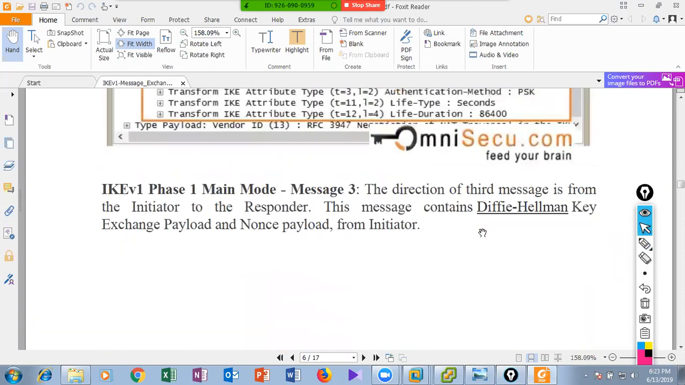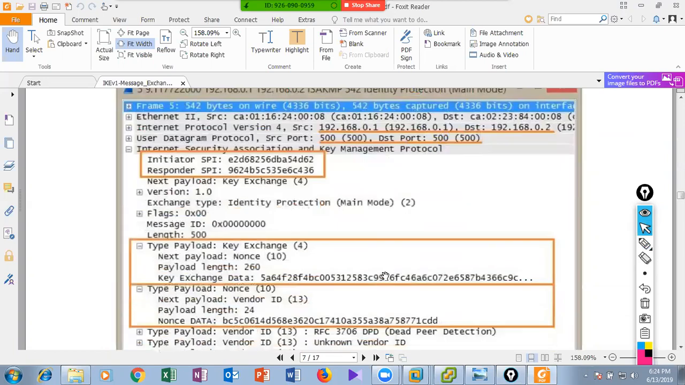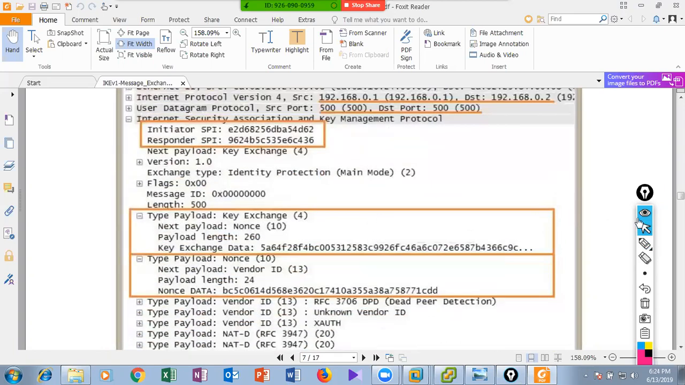Now, the third message exchange is directed from the initiator to the responder. This message contains a Diffie-Hellman key exchange payload and the nonce payload from the initiator. So if you see the packet over here, what do you see? You have the key exchange with the nonce value. You can see this is the nonce data and this is the key exchange data. So both values from the initiator to the responder and responder to the initiator, these 4 message exchanges will be done.